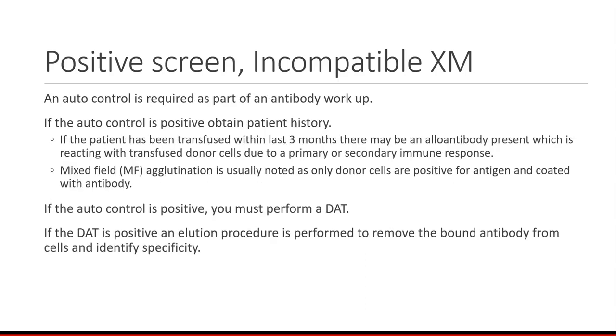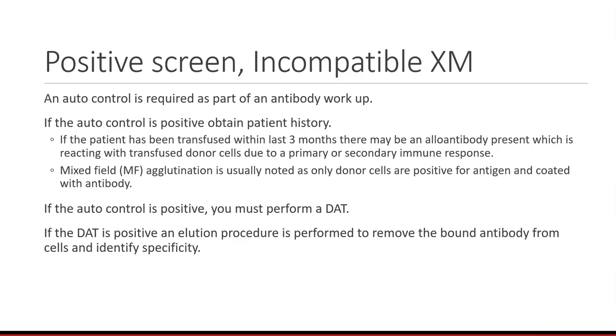An autocontrol is required as a part of any antibody workup. The autocontrol is testing the patient's serum against the patient's cells at all 3 phases: immediate spin, 37, and Coombs. If the autocontrol is positive, obtain a patient history. If the patient has been transfused within the last 3 months, there may be an alloantibody present, which is reacting with the transfused donor cells, which may be due to either a primary or secondary immune response.